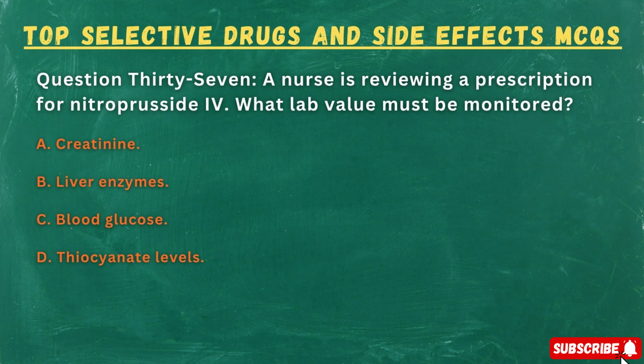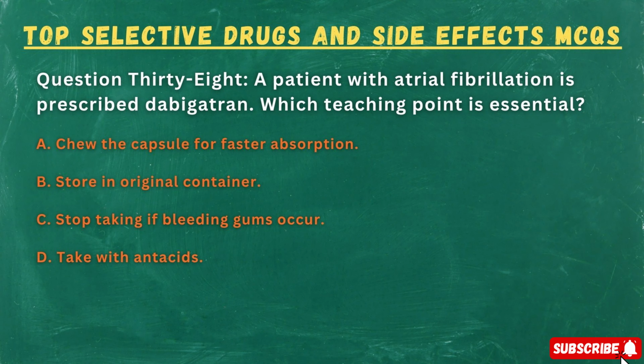Question 37. A nurse is reviewing a prescription for nitroprusside IV. What lab value must be monitored? A. Creatinine. B. Liver enzymes. C. Blood glucose. D. Thiocyanate levels. Answer: D. Thiocyanate levels.